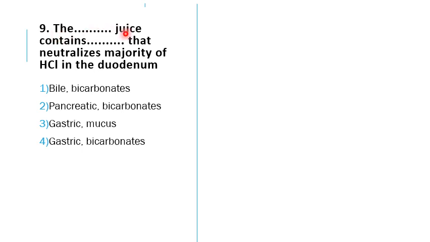Then the ninth question: the dash juice contains dash that neutralizes the majority of hydrochloric acid in the duodenum. The options are bile juice and bicarbonate secretion, pancreatic juice and bicarbonate secretion, gastric juice and mucus secretion, or gastric juice and bicarbonate. The answer is pancreatic juice and bicarbonate.